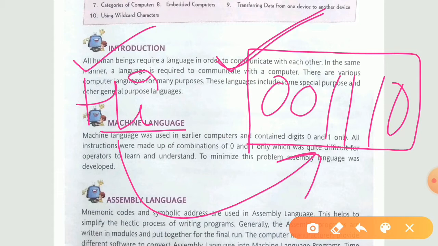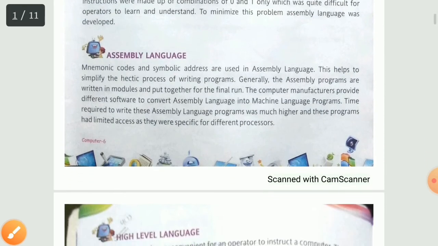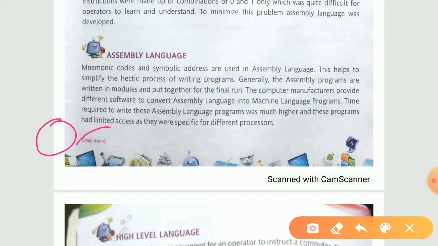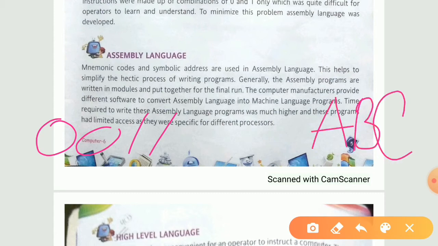Now we have moved towards some kind of advancement, not much, but a little bit. We have moved towards your assembly level languages. Now let us see what your assembly level languages are. Instead of your zeros and ones, we are having some letters. Likewise, we are having capital A, capital B, capital C. Certain combinations of these letters we are having in assembly languages.